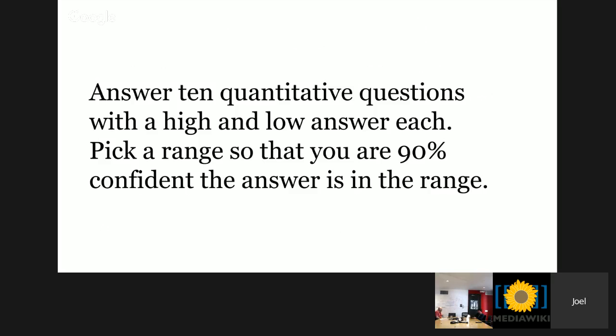Your assignment is to pick for each question a high answer and a low answer so that you are accurate, meaning that the correct answer is between the high and the low 90% of the time. So you want to set a range so that you're 90% confident that you have the correct answer. Some of these questions you may not be very familiar with anything relating to the question. Set your high and your low appropriately so that you're 90% confident.